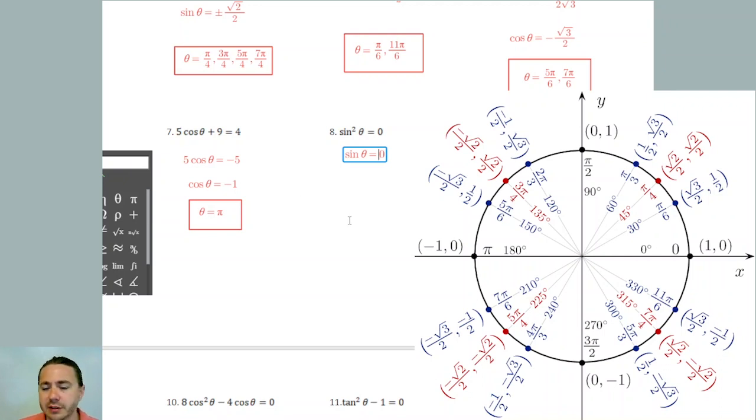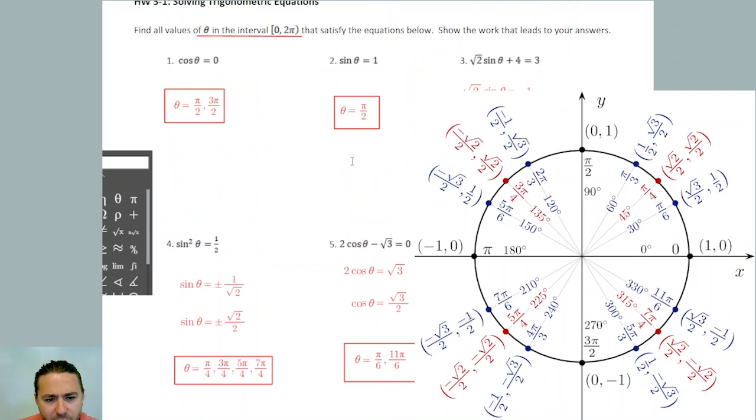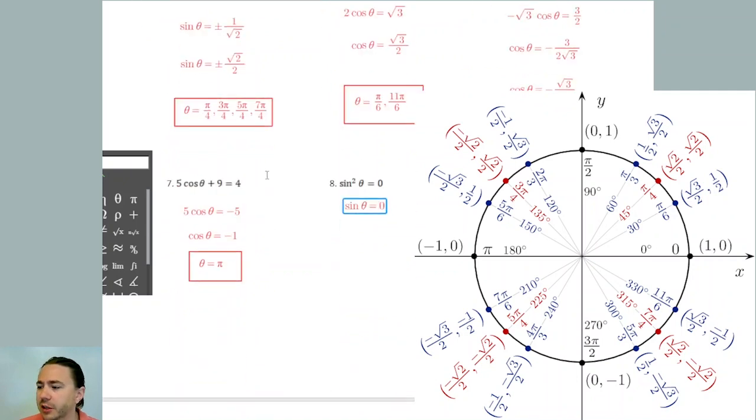And so now we're looking to see where is sine of theta equals 0. Did we solve that one already? Oh no, we did cosine equals 0. So where is sine equal to 0? That's going to be at 0 and pi.